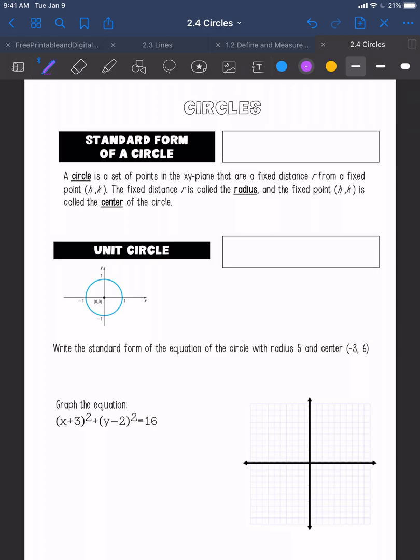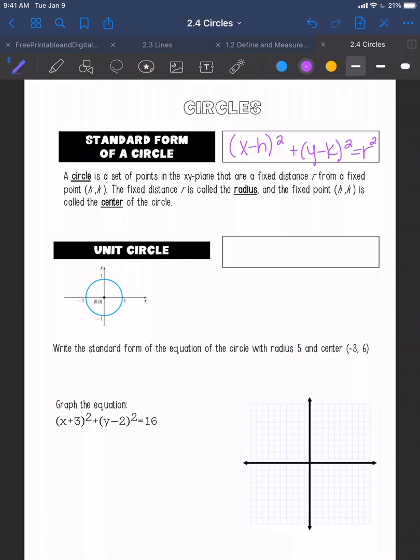In this lesson, we are going to discuss circles. So first we have the standard form of a circle, which is x minus h quantity squared plus y minus k quantity squared equals r squared. A circle is a set of points in the xy plane that are a fixed distance r from a fixed point (h, k). R is the radius, and that fixed point, the center, is represented by (h, k). So that's the center of the circle.